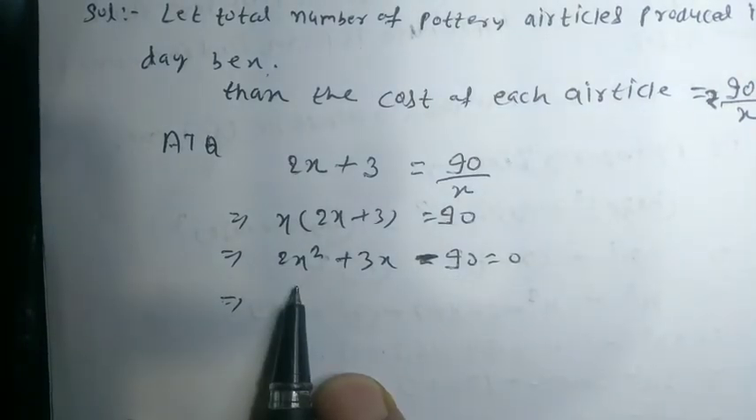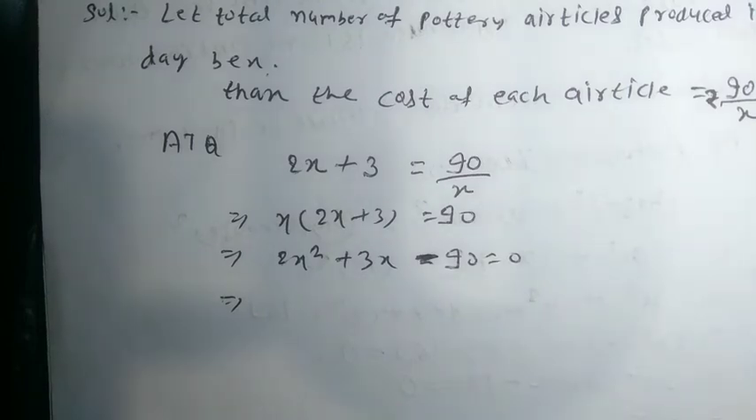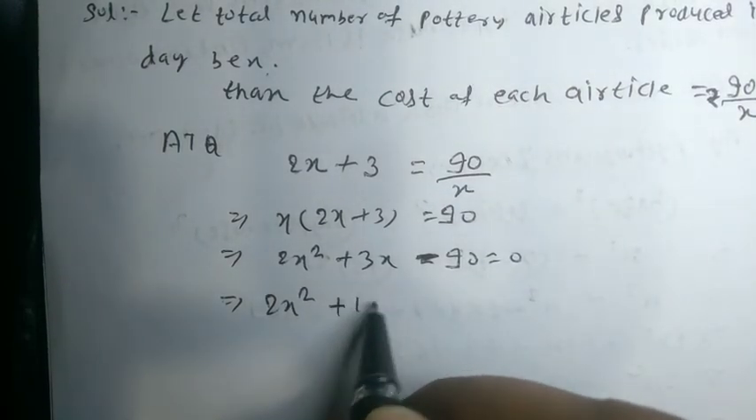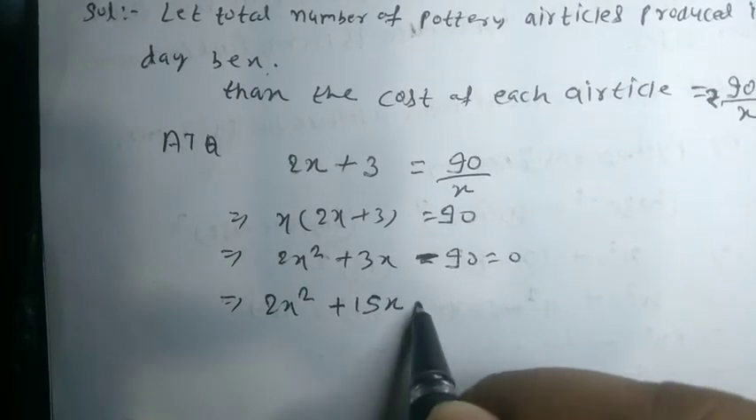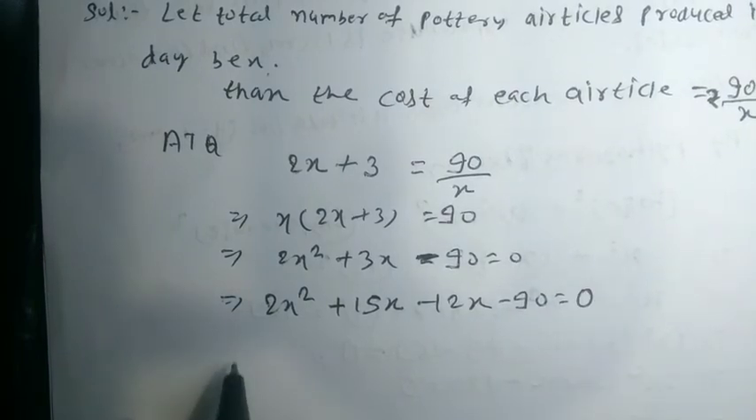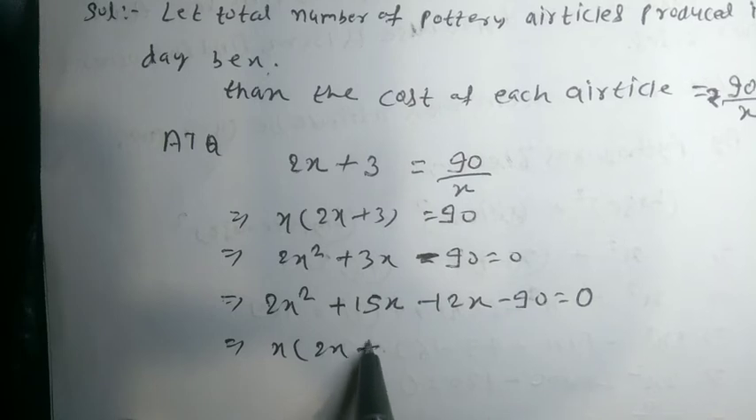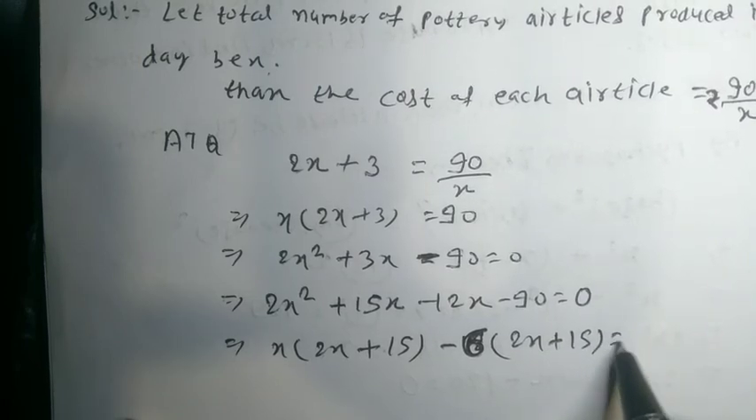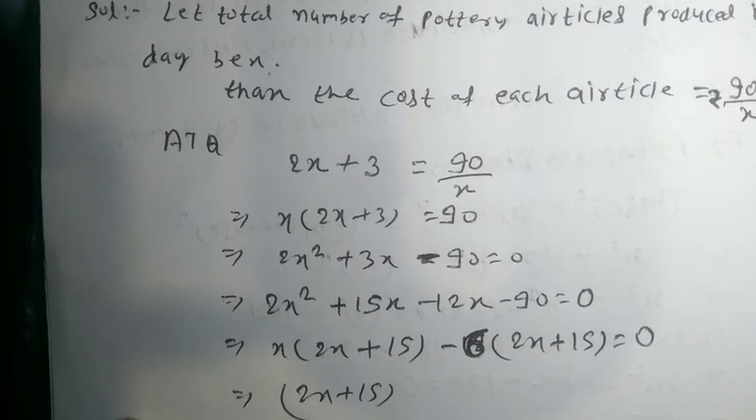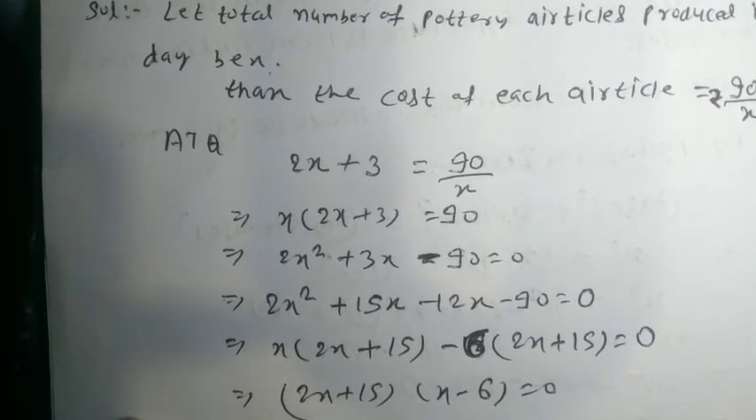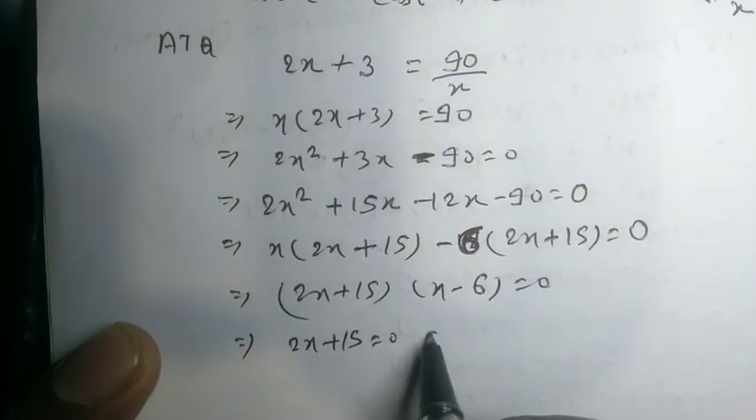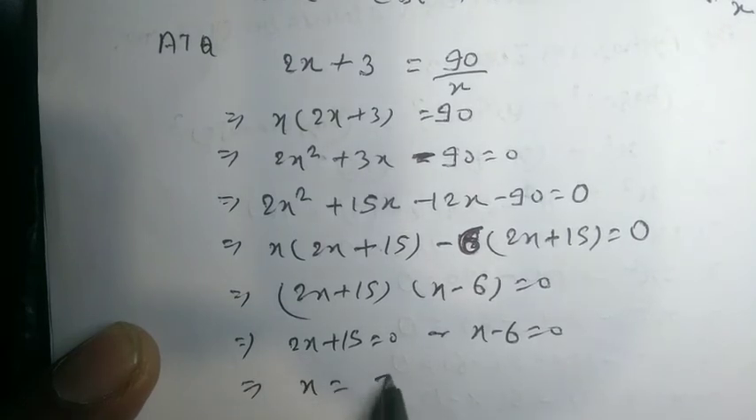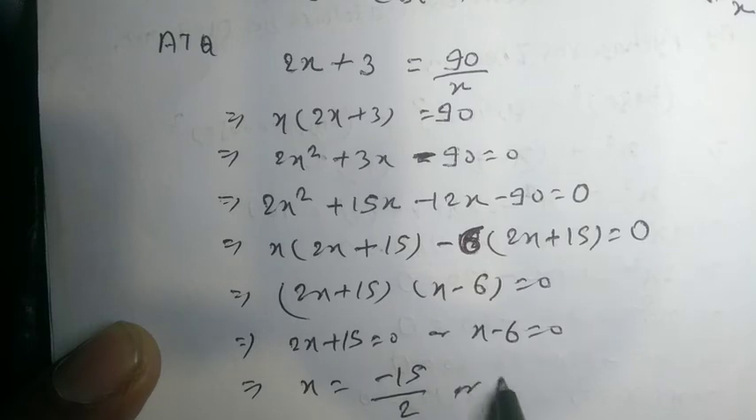Now 90 into 2 is 180, so 15 into 12, so 2x square plus 15x minus 12x minus 90, that is equal to 0, implies x is common, then 2x plus 15, minus 6 is common, then 2x plus 15, that is equal to 0, implies 2x plus 15 is common, then we get x minus 6, that is equal to 0, implies 2x plus 15 is equal to 0 or x minus 6 is equal to 0, implies x is equal to minus 15 by 2 or x is equal to 6.